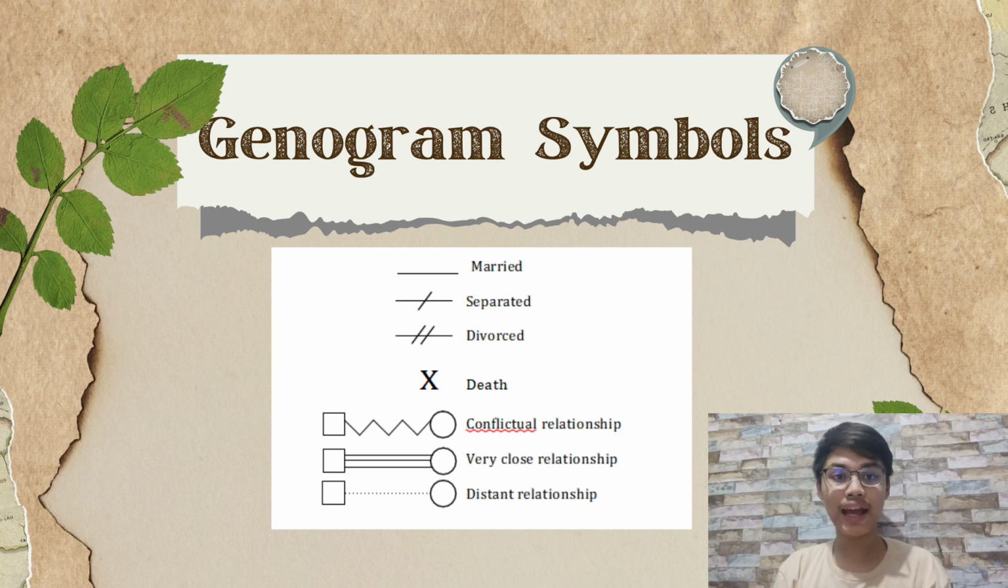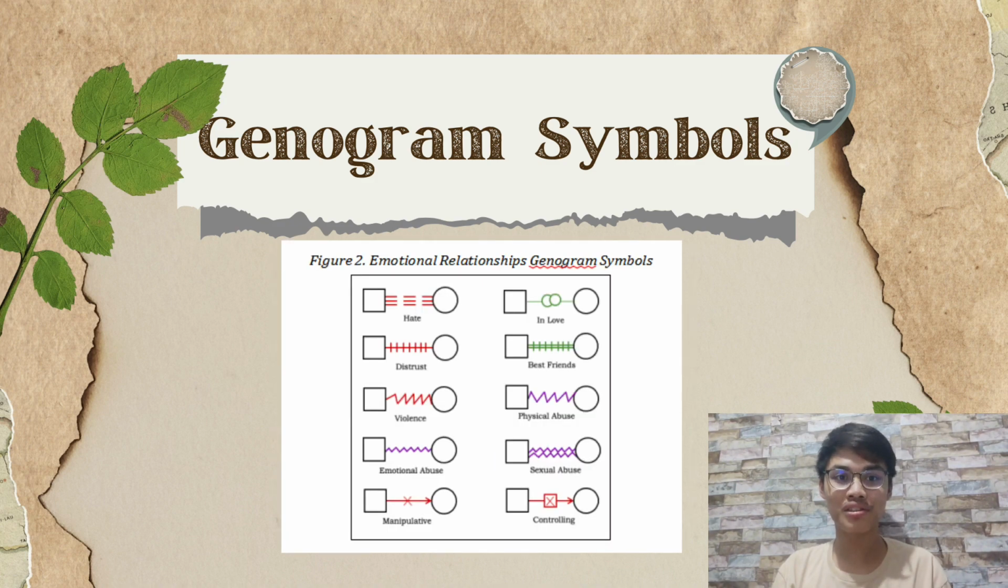Now, if a person is dead, we use the X symbol. For individuals with conflictual relationships, something complicated, we use a zigzag line. And if they have a very close relationship, they are close to one another, we use three whole straight lines. Remember that. And if they are in a distant relationship, like LDR, they miss one another, we use broken lines. Broken, separated. So these are the basic lines that we need to understand in a genogram.